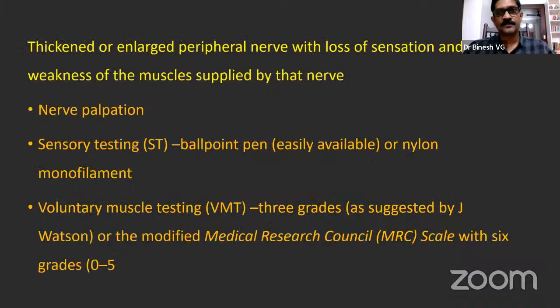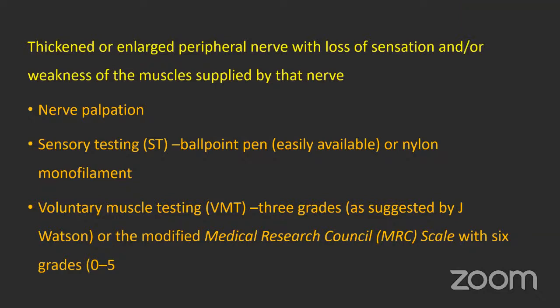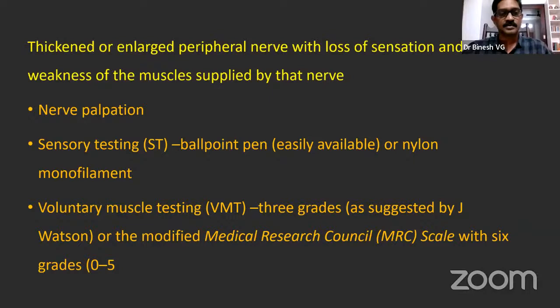So we have dealt with one cardinal sign. Next, remember the diagnosis of Hansen's disease is mainly clinical, and it may be aided by lab investigations. So the two cardinal signs are purely clinical. The first one is over. The second one is the involvement of the peripheral nerves, in the form of definite thickening or enlargement of a peripheral nerve with loss of sensation and/or weakness of the muscle supplied by that nerve.